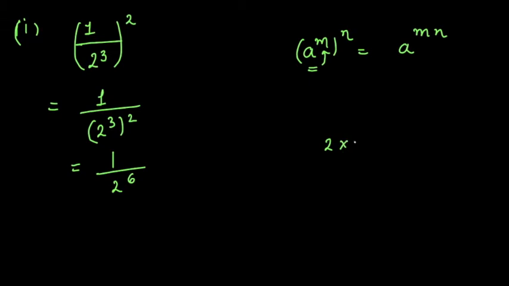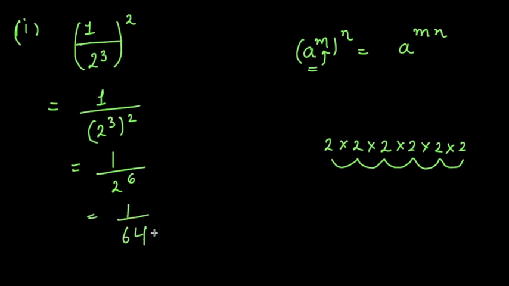How much is 2 raised to the power 6? You will automatically start learning it. 2 2s are 4, 2 4s are 8, 2 8s are 16, 2 16s are 32, and 2 32s gives you 64. So 1 upon 64. As you start practicing questions, at least the basic multiplications and basic powers you will be able to write directly.